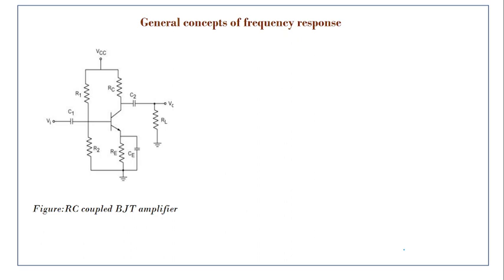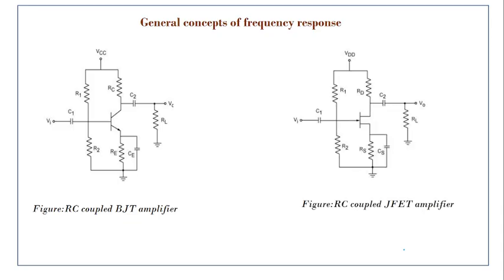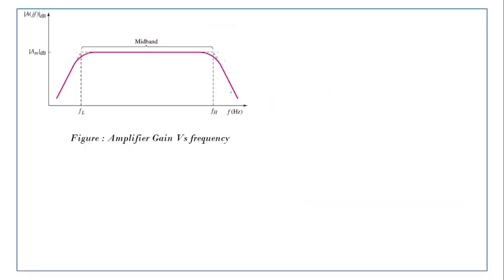This is an RC coupled BJT amplifier operating in common emitter configuration, and the right hand side depicts an RC coupled JFET amplifier in common source configuration. In both, C1 and C2 are called the coupling capacitors, whereas in the left hand side diagram CE is the bypass capacitor, and in the FET amplifier CS is the bypass capacitor.